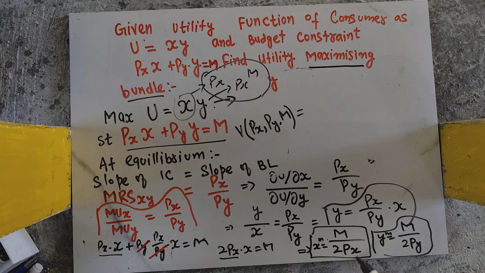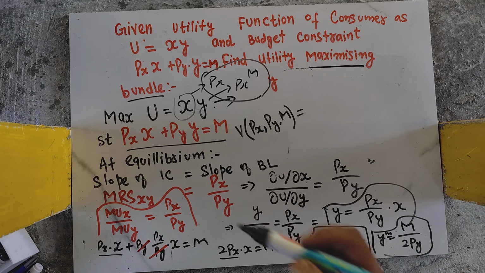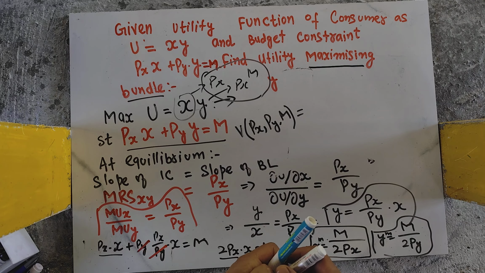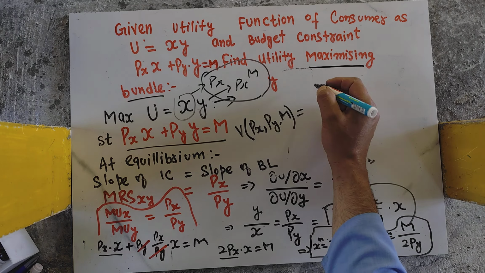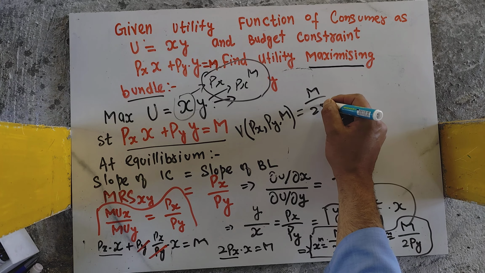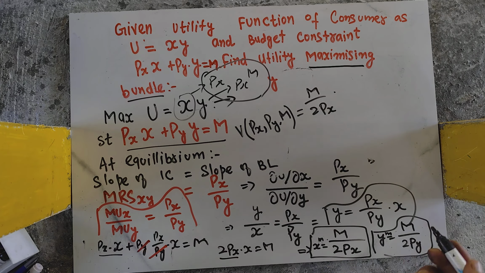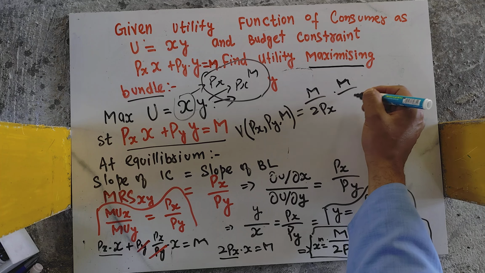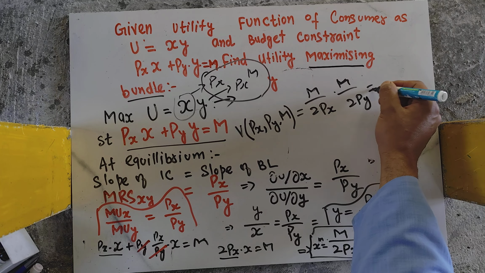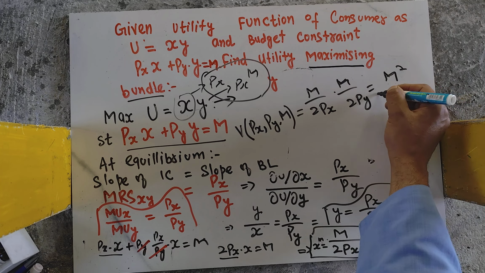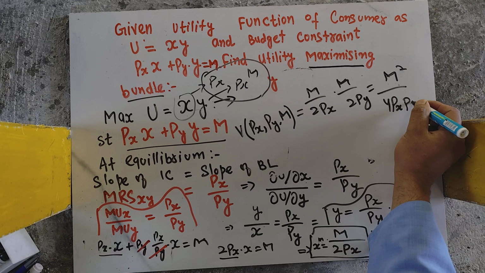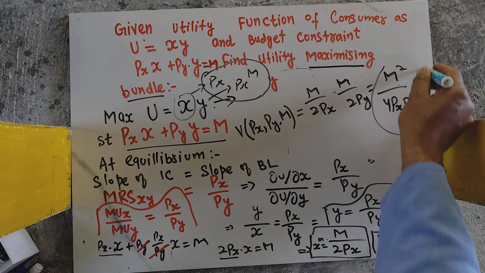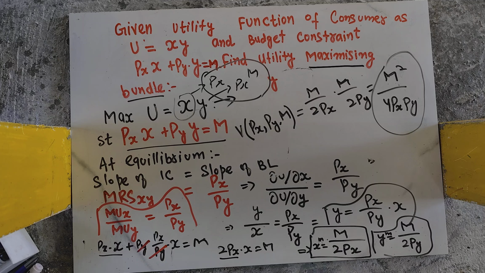So we plug the Marshallian demand functions into the direct utility function to get the indirect utility function. In place of x we have m upon 2px. In place of y we have m upon 2py, and it will be equal to m square divided by 2 into 2 is 4, price of x times price of y. This is our indirect utility function.